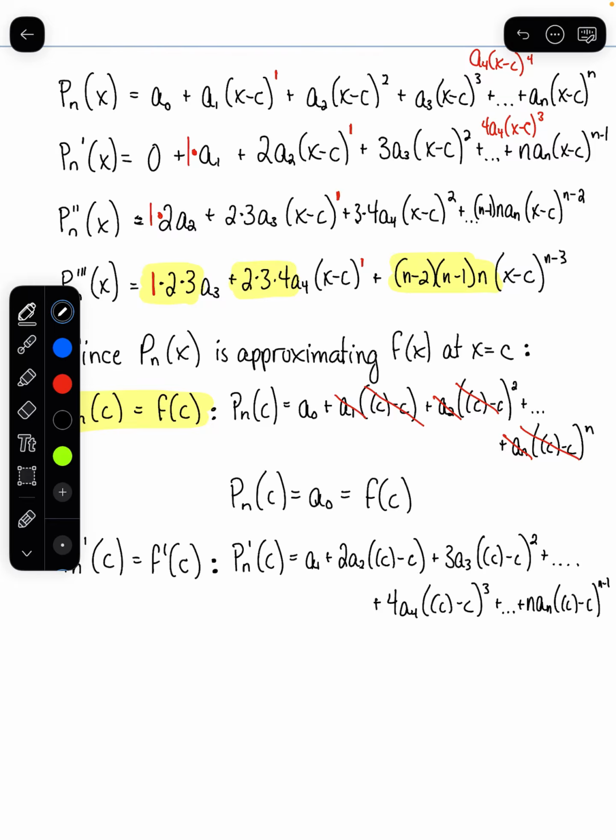Where again, because c minus c is equal to 0, that's going to cause every one of these terms to drop out. And what we're left with at the end is that p sub n prime of c is equal to a sub 1. And we know that that already is equal to f prime of c.